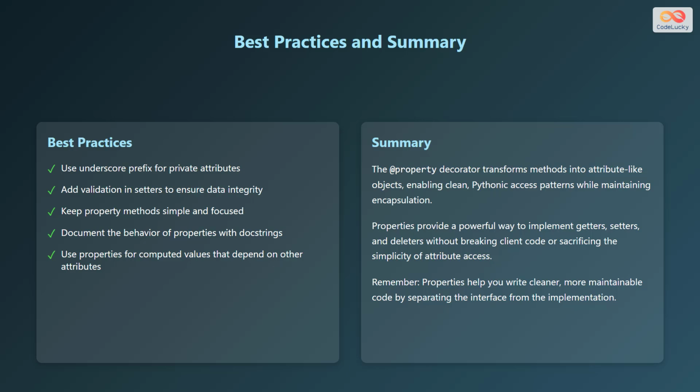The @property decorator transforms methods into attribute-like objects, enabling clean access patterns while maintaining encapsulation. Properties provide a way to implement getters, setters, and deleters without breaking client code or sacrificing the simplicity of attribute access. Properties help you write cleaner, more maintainable code by separating the interface from the implementation.